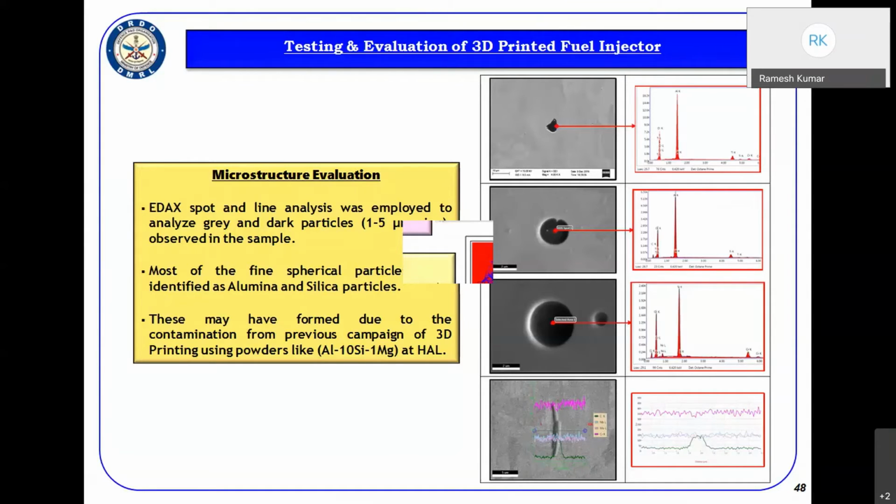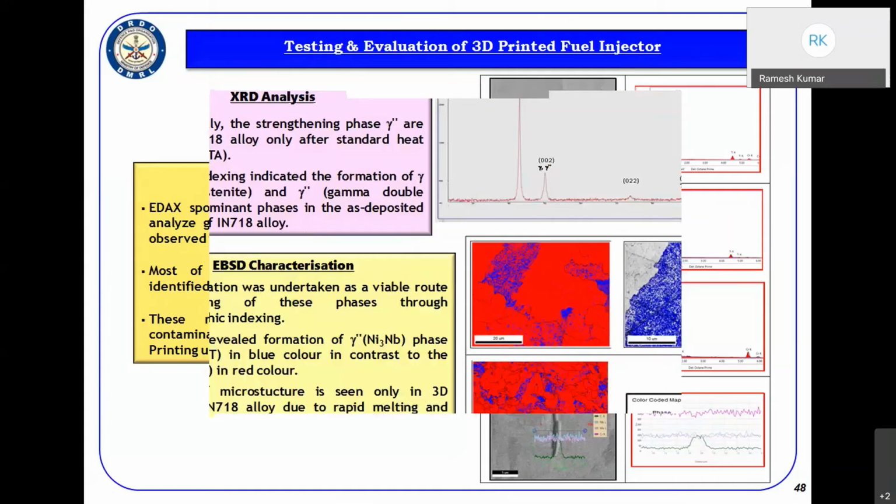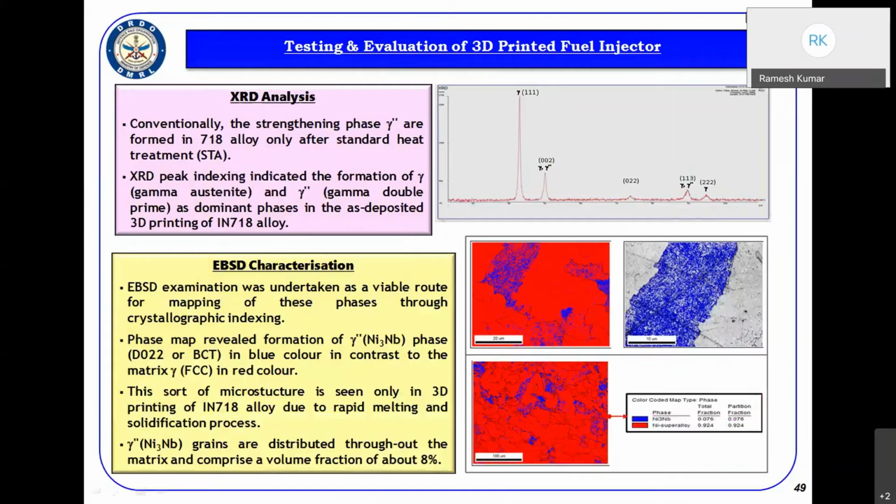Then further, on this component we want to understand what sort of strengthening phenomena is there.